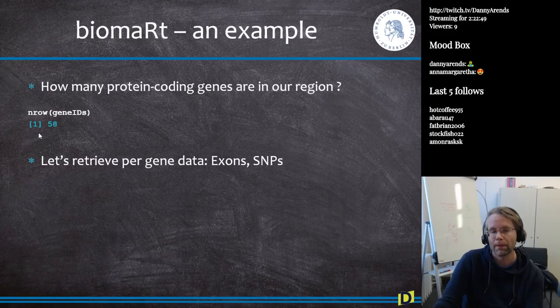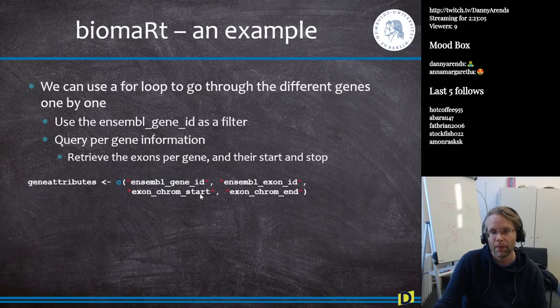In the next step, of course, we want to do things like retrieve exons. And also here, biomaRt can do this for us. It can retrieve a list of all of the exons and also the SNPs inside of the exons. So in this case, we can just use a for loop and go through the different genes one by one, use the Ensembl gene ID as the filter, and then query per gene the information that we want. For example, retrieve the exons per gene and their start and stop location.